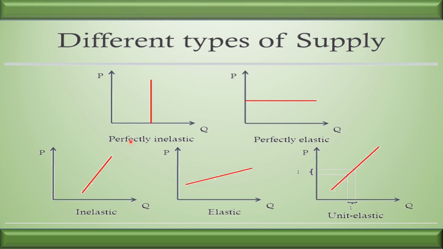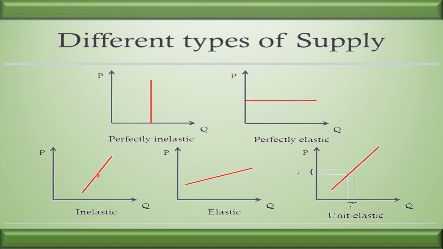Let us see the first one, that is perfectly inelastic supply. In this type, supply is constant but the price increases or decreases. So when the price increases or decreases with no change in supply of the commodity, it is called perfectly inelastic supply. And when the supply increases or decreases with no change in price, then the elasticity becomes perfectly elastic.